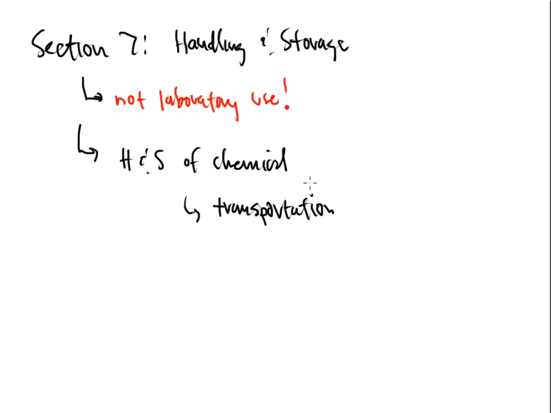So Department of Transportation, right? If I'm a truck driver and I'm responsible for driving huge vats of acid from the state of California to the state of North Carolina for some reason, then how should I handle those vats of acid? What's the proper way to ship them? What's the proper way to store them in the truck? What's the proper way to transport them to get them to where they're going? That's basically what section number 7 is.